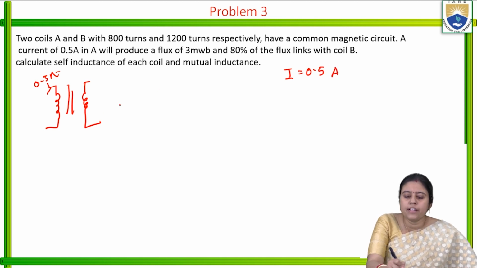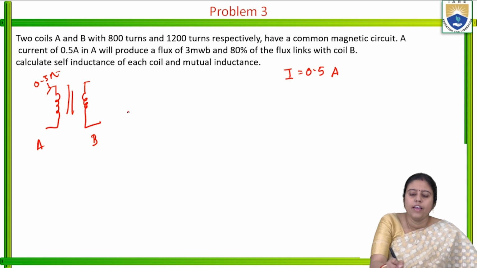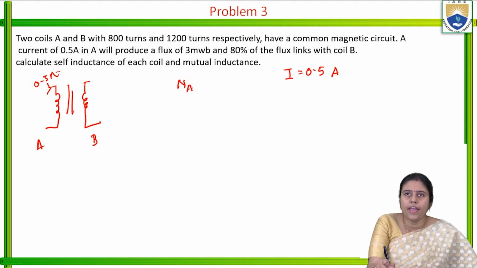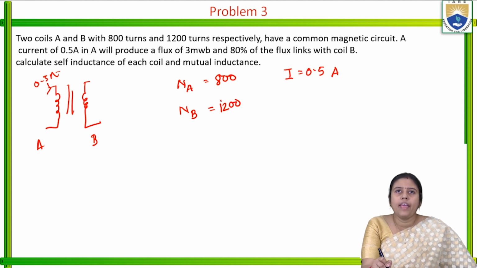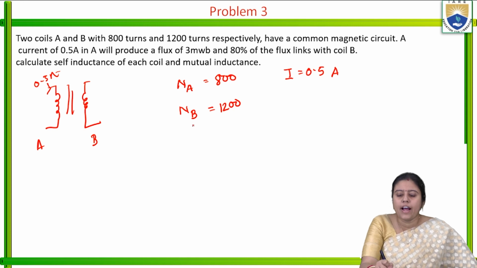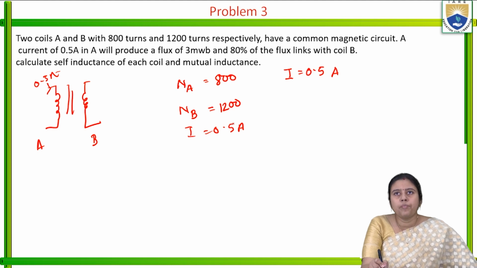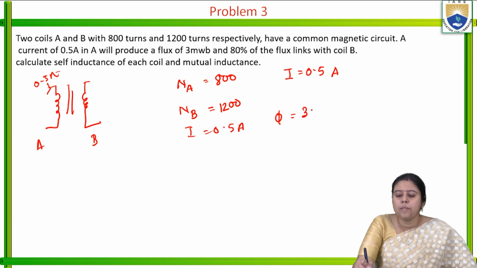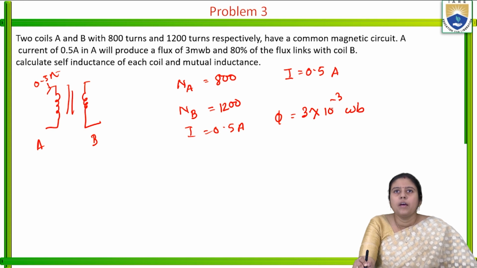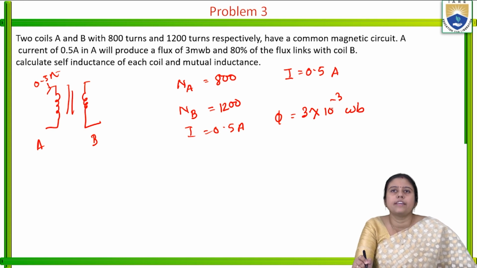What is the number of turns? This is our A, this is our B. So the number of turns of A is given as 800 and the number of turns of B is given as 1200. The common current is 0.5 amps. It will provide a flux phi equal to 3 milliweber, milliweber meaning 10 to the power minus 3 Weber. We have to calculate the self-inductance of each.